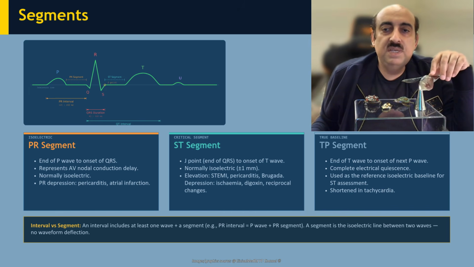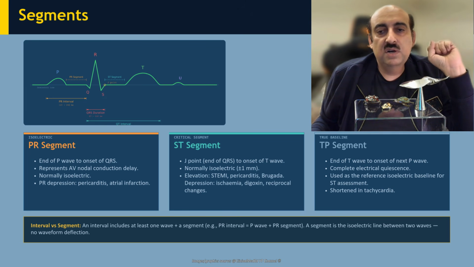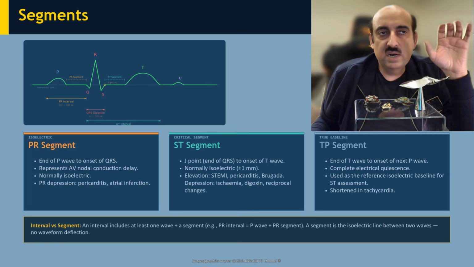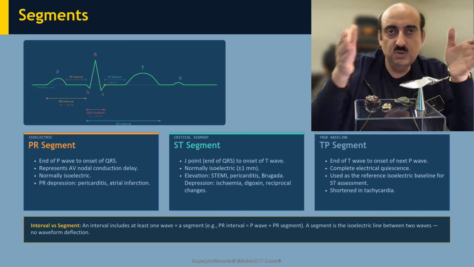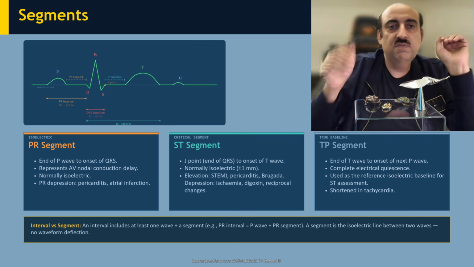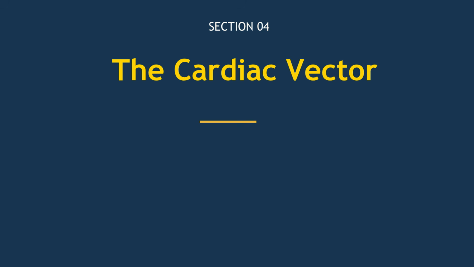Then coming on to the TP segment, as the name suggests, it's from the end of the T wave to the start of the next P wave, and this represents complete electrical quiescence. This means there is electroneutrality in the electrical system of the heart, and it is used as a reference isoelectric baseline for the ST assessment. When there is tachycardia, the TP segment becomes quite shortened because there is a reduced time interval between two consecutive heartbeats.